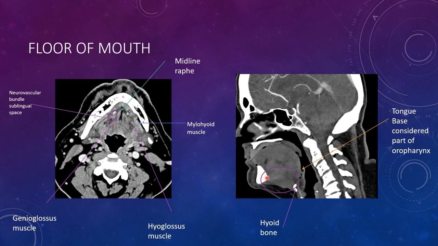Just think from bone to bone. So here's the anterior mandible, here's the hyoid bone, here's the floor of mouth. It has a mucosal surface underneath the tongue, and then it has the floor of mouth musculature as well. The tongue base, which is posterior to the hyoid here, is actually considered part of the oropharynx.